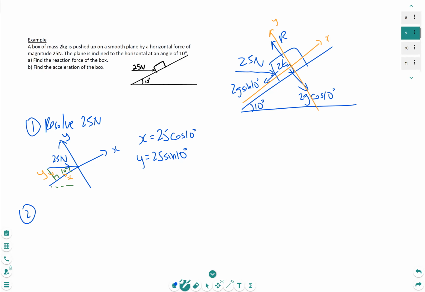Step 2, force diagram. So for the force diagram, I'm going to draw a big force diagram, your X and your Y.